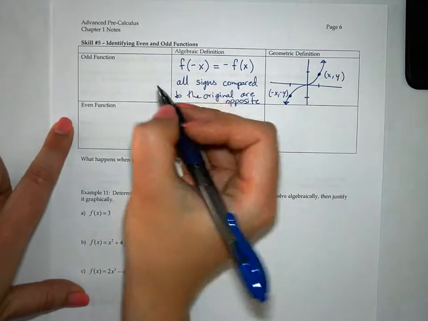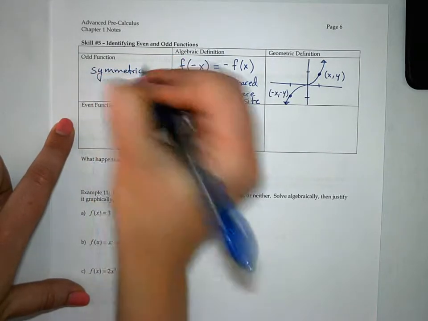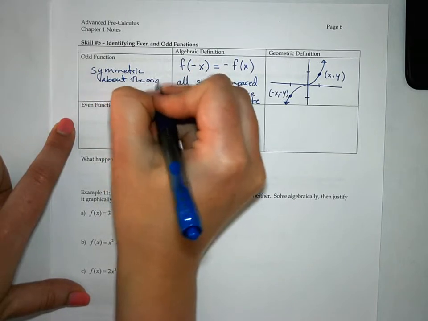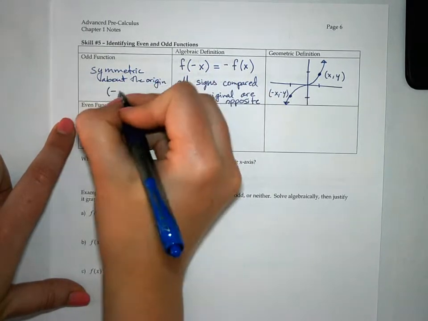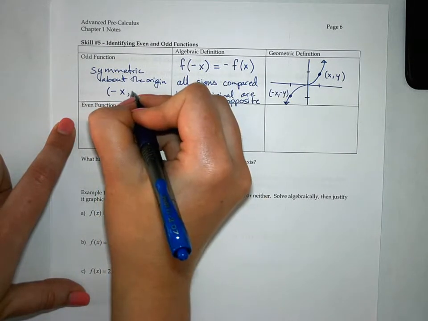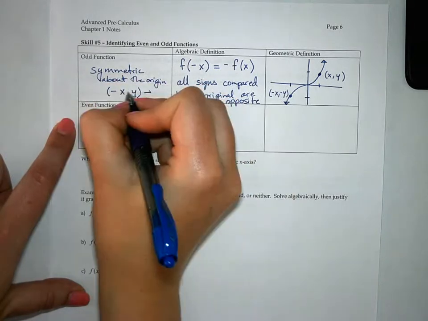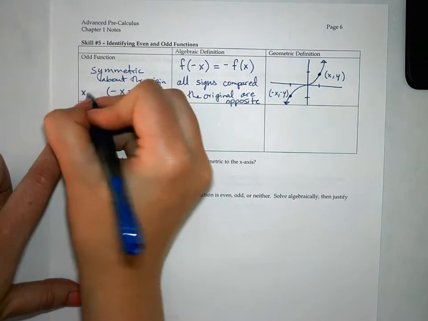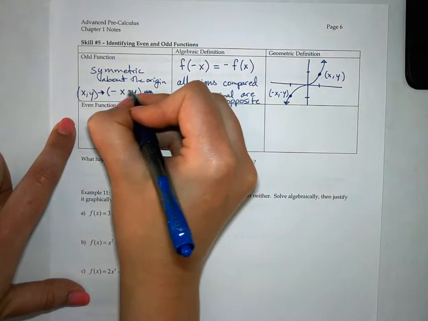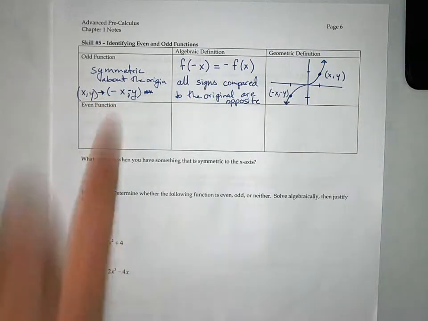So we say that an odd function is symmetric about the origin. And as a good reminder for ourselves, x comma y becomes negative x comma negative y. It creates the opposite when you input the opposite.